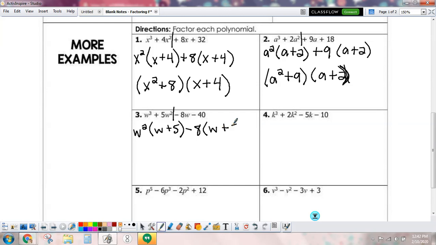And I'm left with w plus 5. So then my first one becomes w squared minus 8. My second one becomes w plus 5. All right, pause the video, try 4.